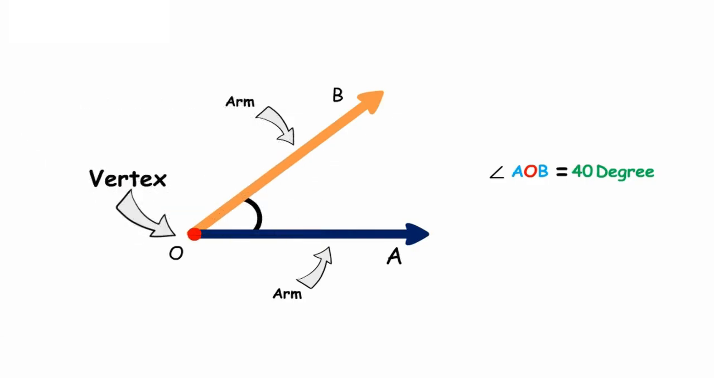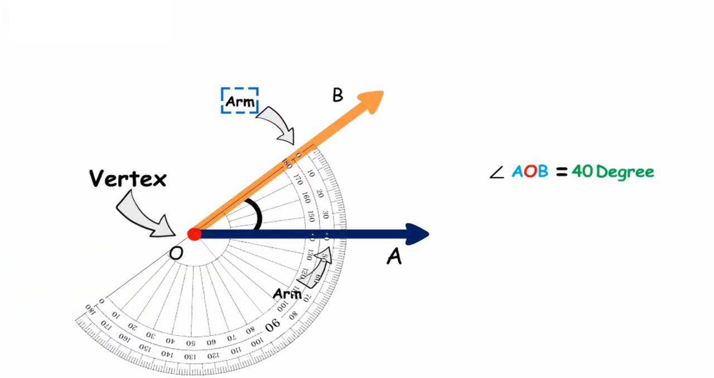You can also measure an angle from this side. Set this arm on the baseline, such that the vertex should be at the center. Read the measurement on the scale. Start from 0 degrees. From this side, it is again 40 degree.